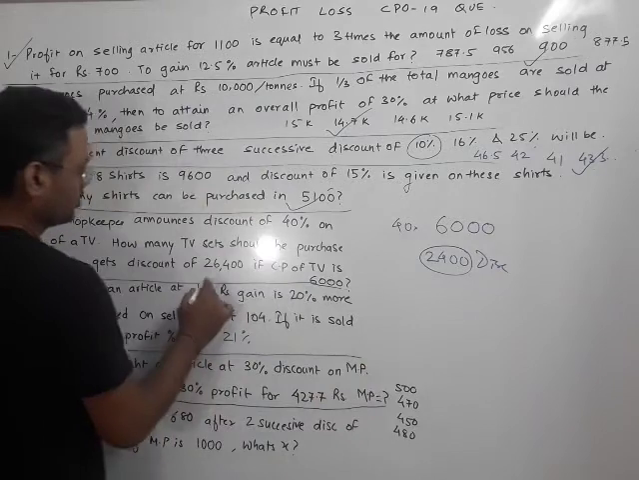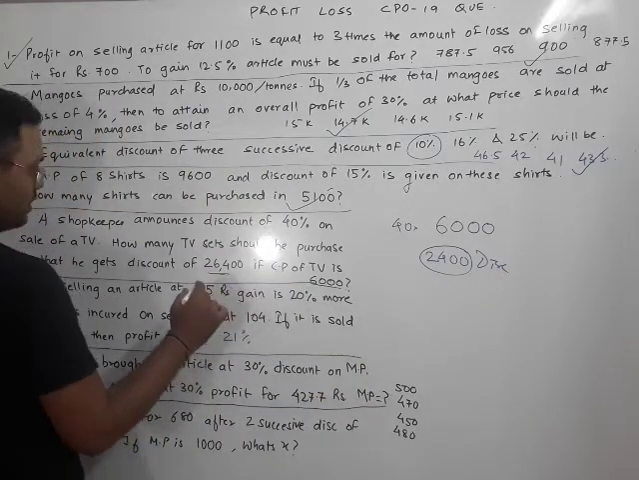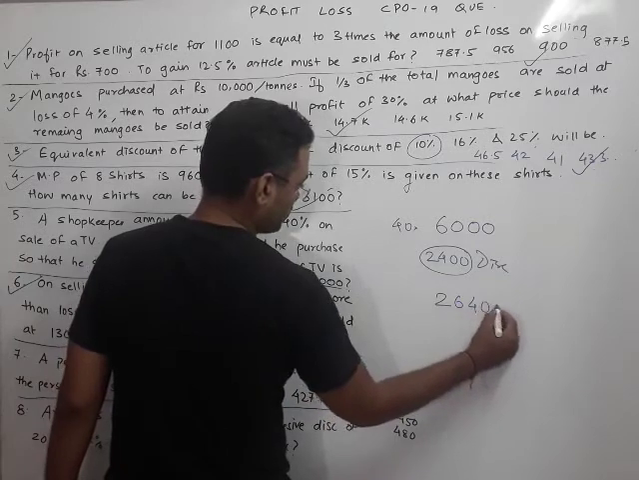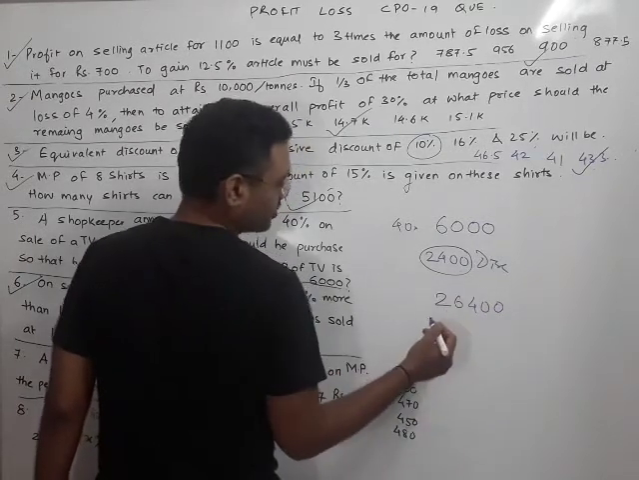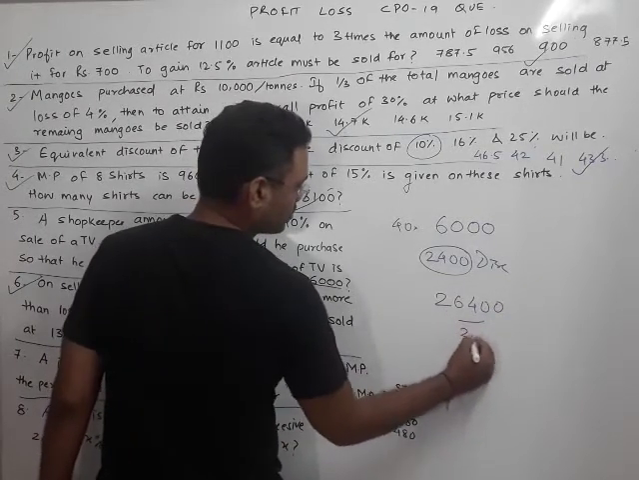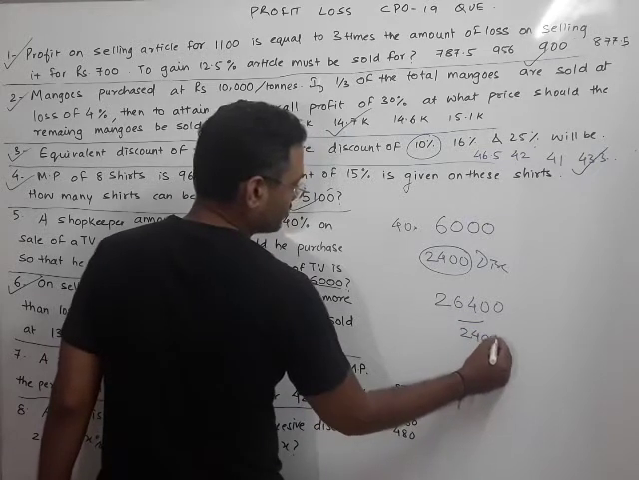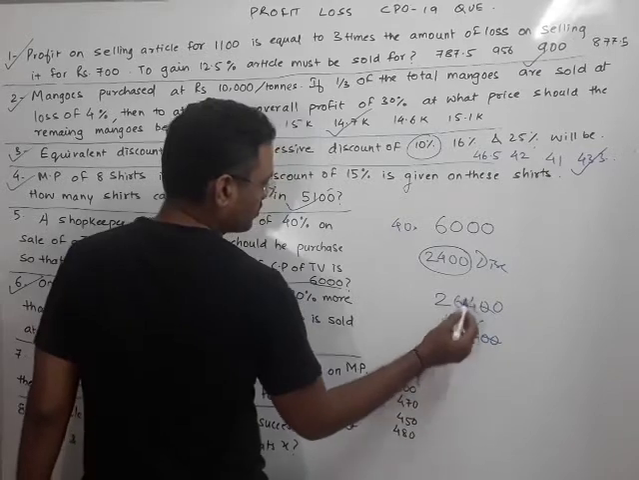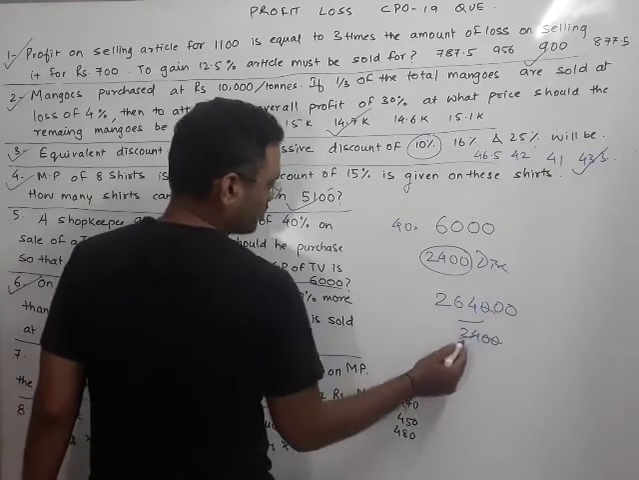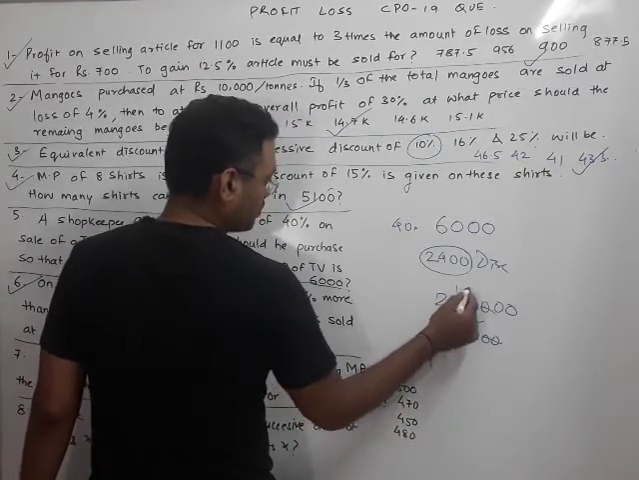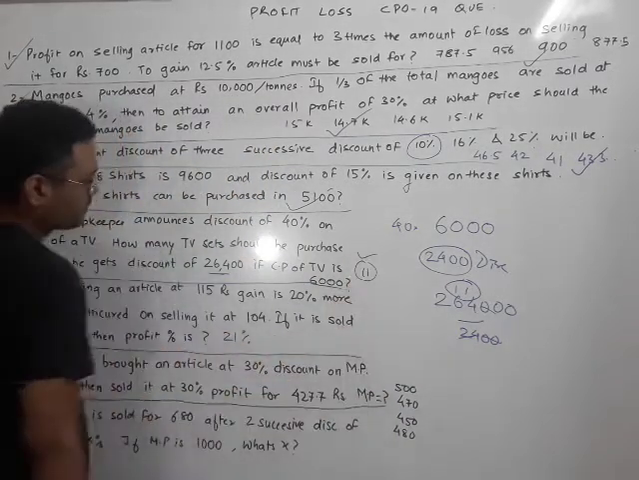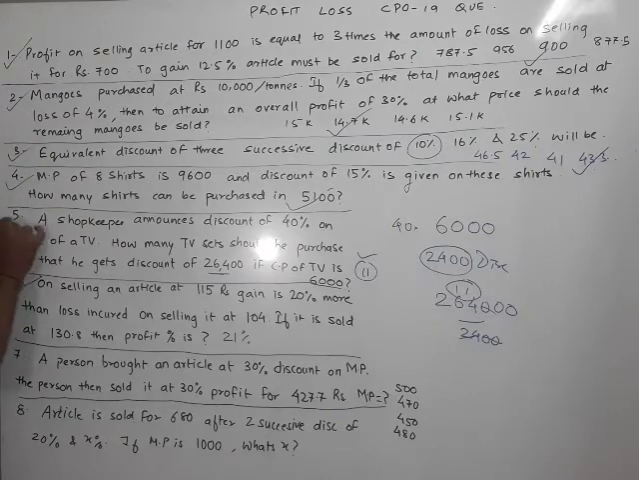They want to know if he gets a discount of 26,400, how many TV sets he should purchase. So one TV set is giving him this much. So this is how much? 11 is your answer for this. Nothing in this question.